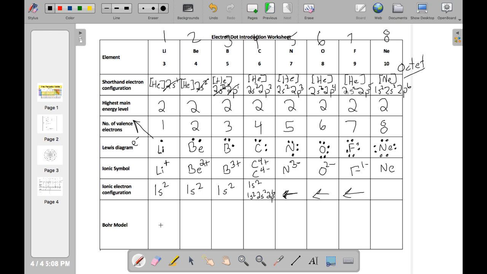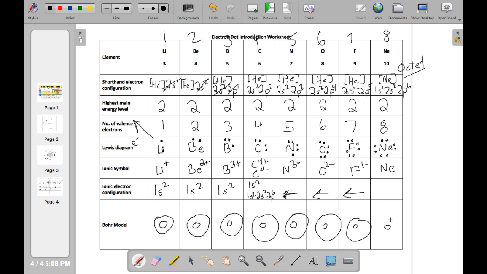Now, Bohr models tend to have little circles. There's the first energy level. Here's the second energy level. And all of these only have 2 energy levels. So the first energy level can only hold 2 electrons, and the second energy level can only hold 8. So I'm going to write out the Bohr model based on the original lithium, which is going to have 1, 2, then it'll have 1 more electron. Beryllium will have 1, 2, then it'll have 2 electrons in that outer second energy level.